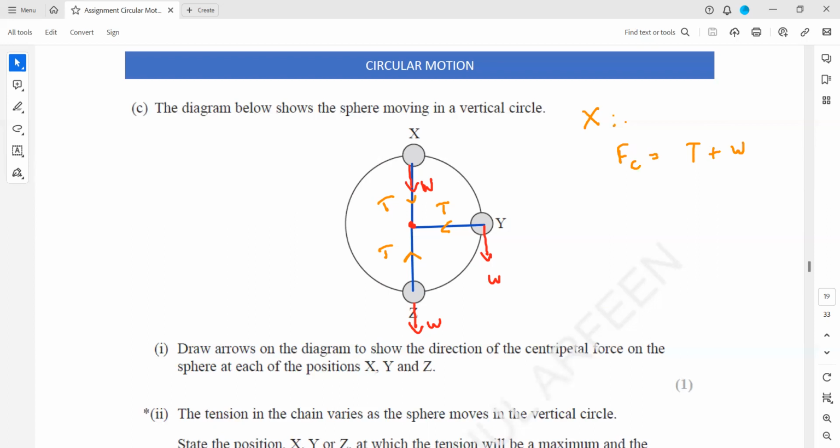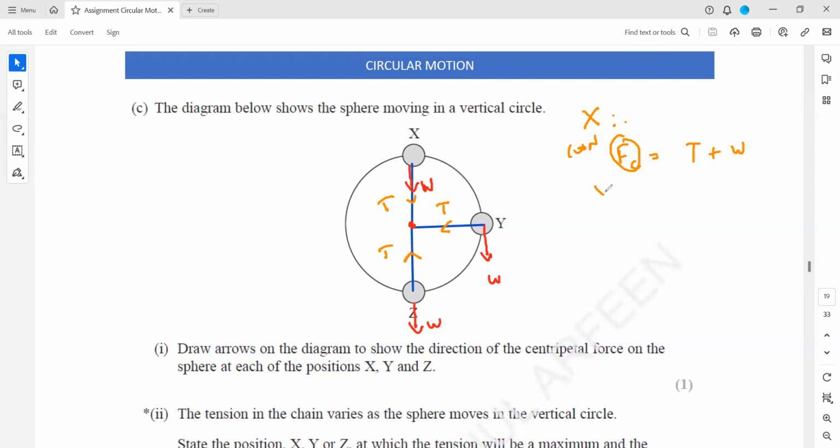Because the sum of tension and weight is producing a resultant force, and that is causing a circular motion. So if we want a constant centripetal force, the sum of tension plus weight must be constant. For example, if weight is 50 Newton and we need a centripetal force of 100 Newton, if weight is 50, tension will be 50. If weight is 70, tension will be 30. So the sum of tension plus weight equals the centripetal force at X.